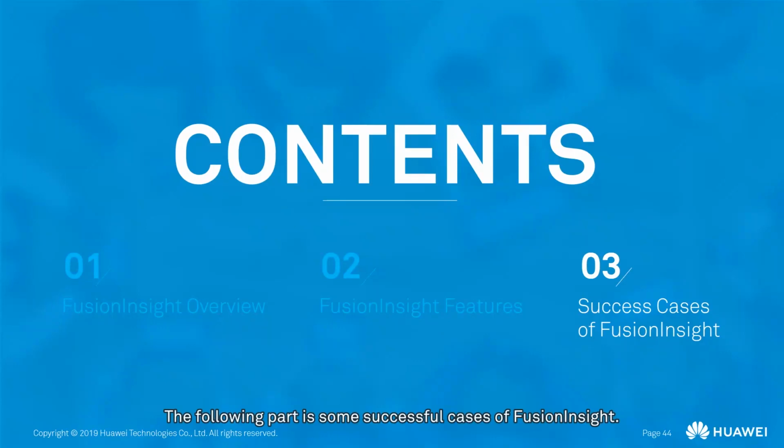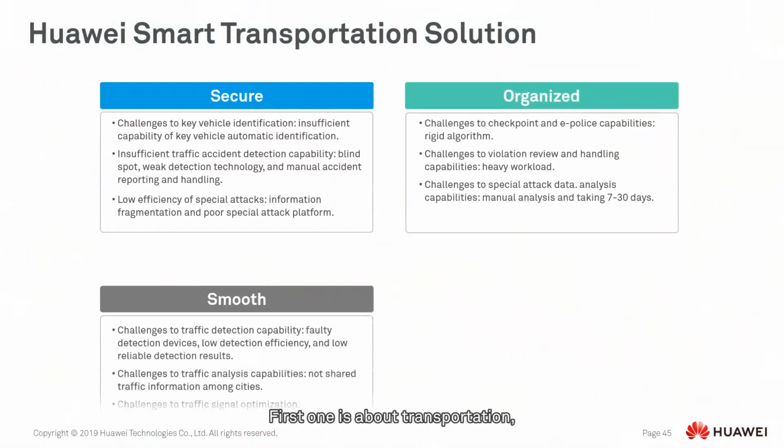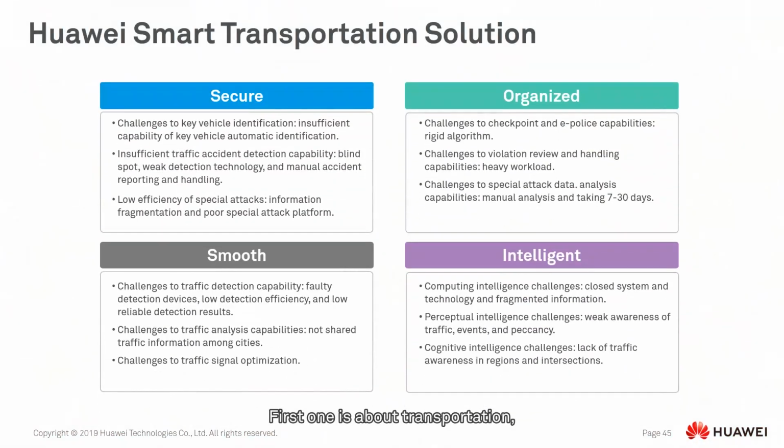The following part is some successful cases of FusionInsight. First one is about transportation. The traffic problem comes down to the following four aspects: secure, well-organized, smooth, and intelligent.